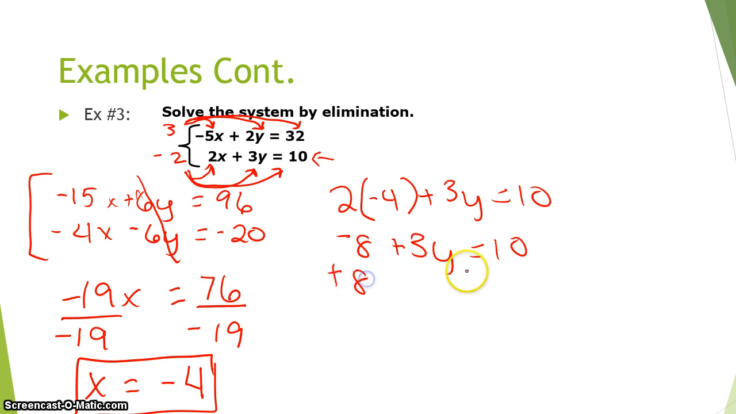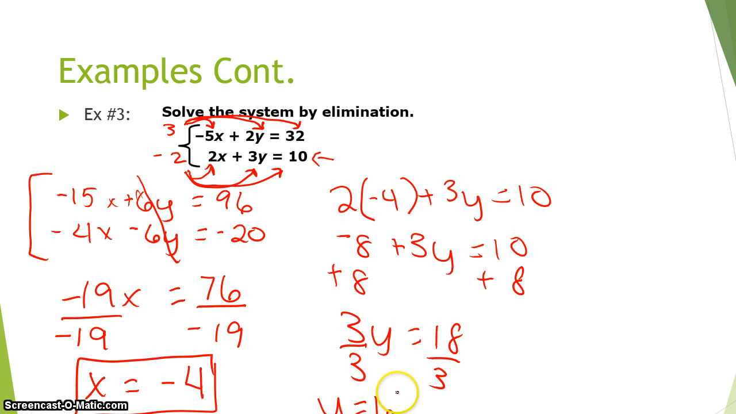Add 8 to each side. So I have 3y equals 18. To find y, we divide 3 to each side. So y equals 6. Now that I found my x and my y values, I can write an ordered pair. So my solution to the system of equations by elimination is negative 4, 6.